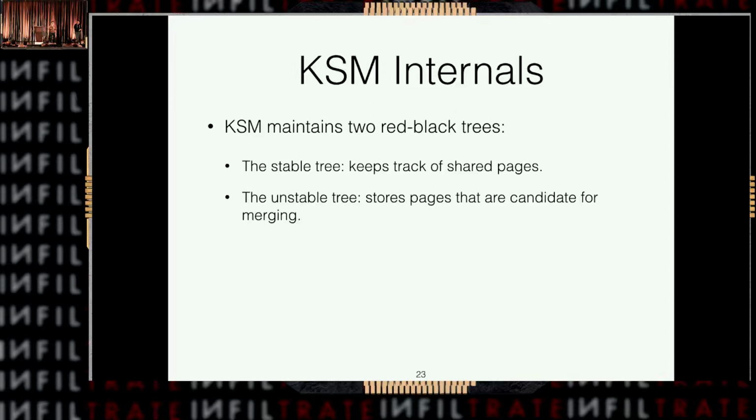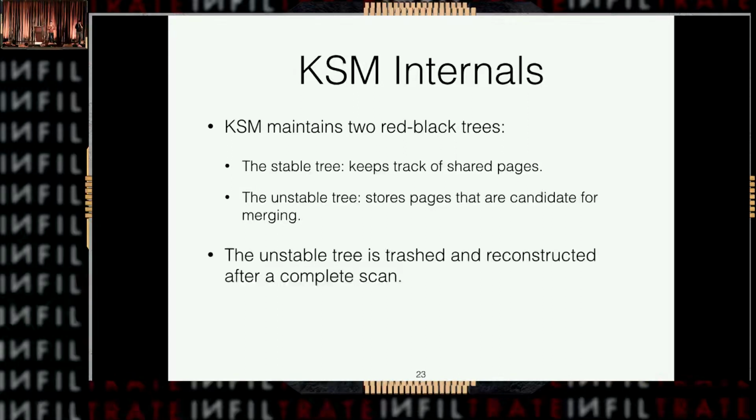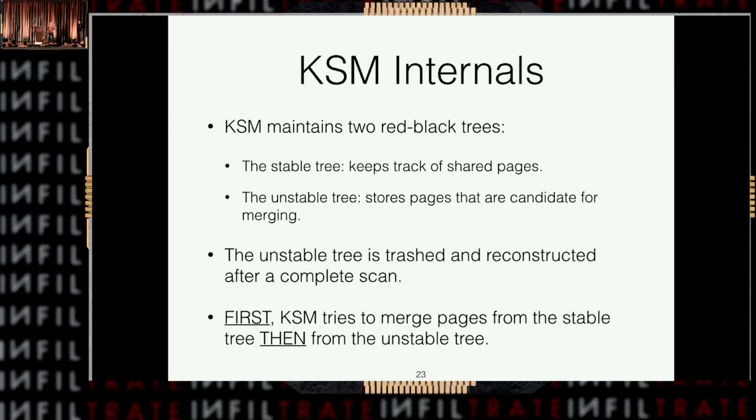KSM maintains a second red-black tree called the unstable tree. The unstable tree will store all the pages that are candidates for merging. This is important because the unstable tree is trashed and reconstructed after a complete scan. So the stable tree will stay as long as the host is up, but the unstable tree will be trashed regularly. And more important, KSM always tries to merge pages from the stable tree first and then from the unstable tree. This is important because of one outcome you have to bypass. It's called winning the merge.